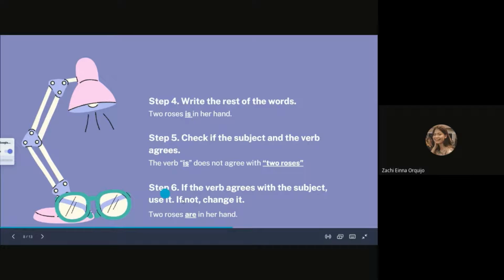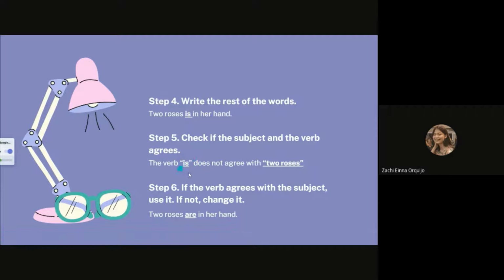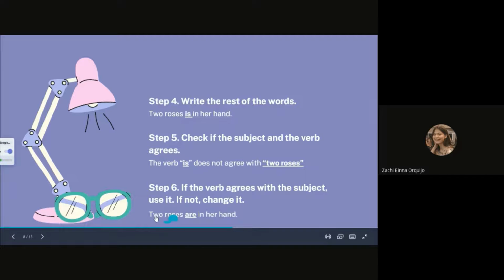We will go to step 6. If the verb agrees with the subject, use it. Pero kung hindi, change it. So, dahil ang subject natin ay dalawang flowers, which is more than one or which is plural, we will change it to are. So, 2 roses are in her hand. Hindi is, kasi pag yung is, singular to or isang flower lang dapat yung pinag-uusapan natin. Pero in our sentence, 2 roses. So, more than one. So, our verb should agree with our subject. So, 2 roses are in her hand.